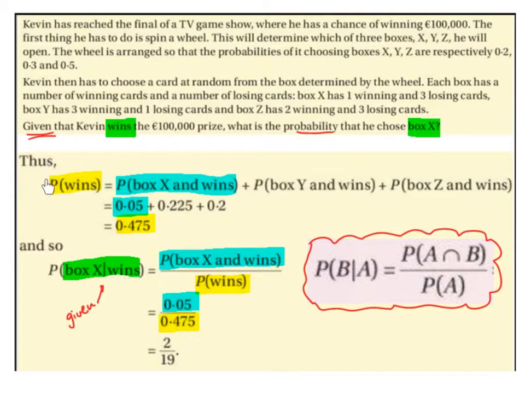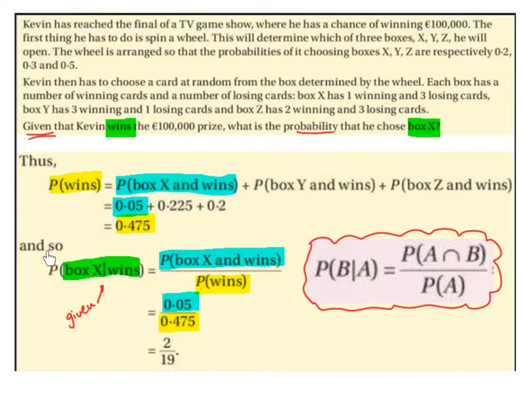Thus, the probability of winning is equal to the probability of box X and wins plus the probability of box Y and wins plus the probability of box Z and wins. The probability of box X and wins is 0.05. The probability of box Y and wins is 0.225. And the probability of box Z and wins is 0.2. So adding these together, we get 0.475.